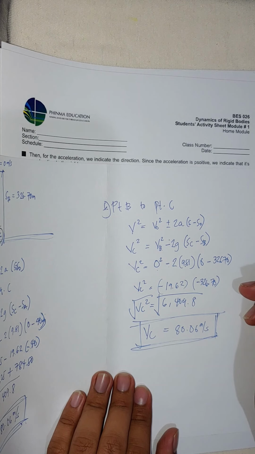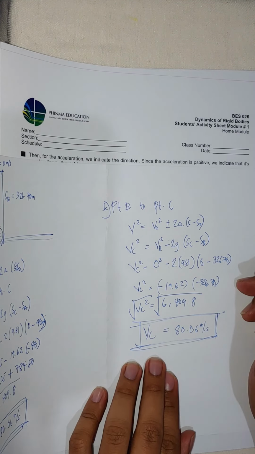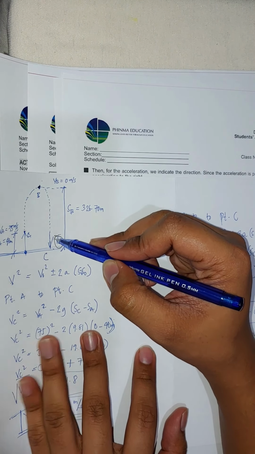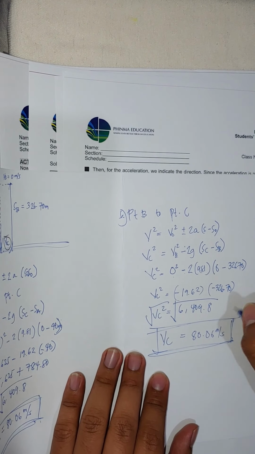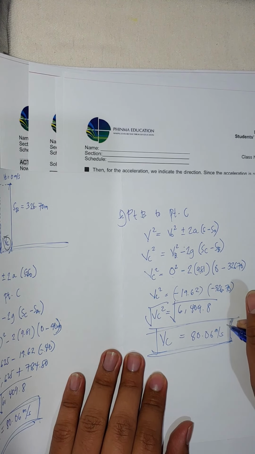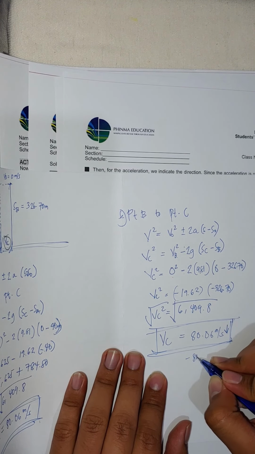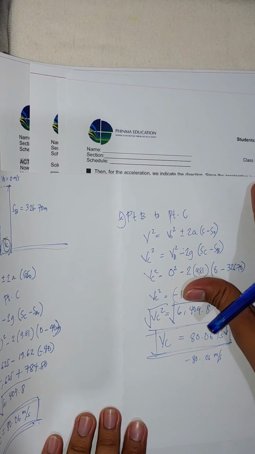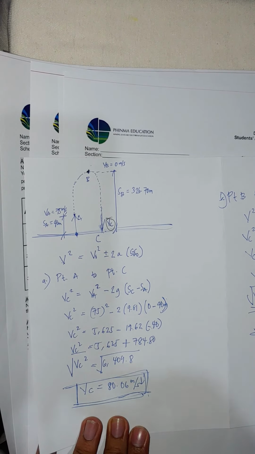So what is the direction? Velocity is a vector quantity, so we must include the direction. Since in this drawing the direction of the object is downward, therefore 80.06 meters per second downward. Or we can represent it with negative 80.06 meters per second. Also similar to this equation. Downward. Okay?